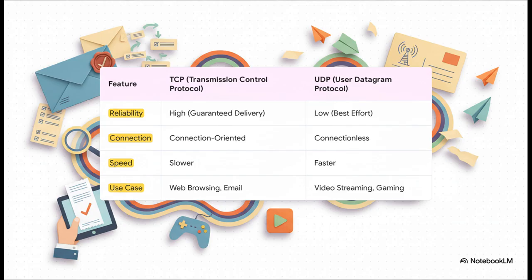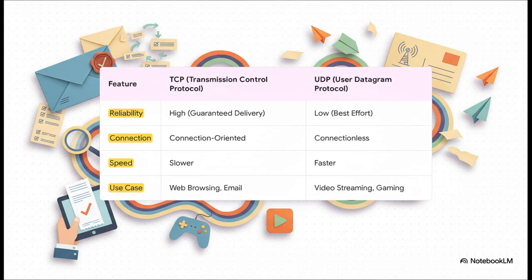It's kind of like a digital ready, set, go. It numbers every single packet, it checks for errors, and it demands a confirmation receipt for every piece it sends. Perfect for email or browsing, right? You want to know for sure that your message got there. But all that checking, well, it slows things down.